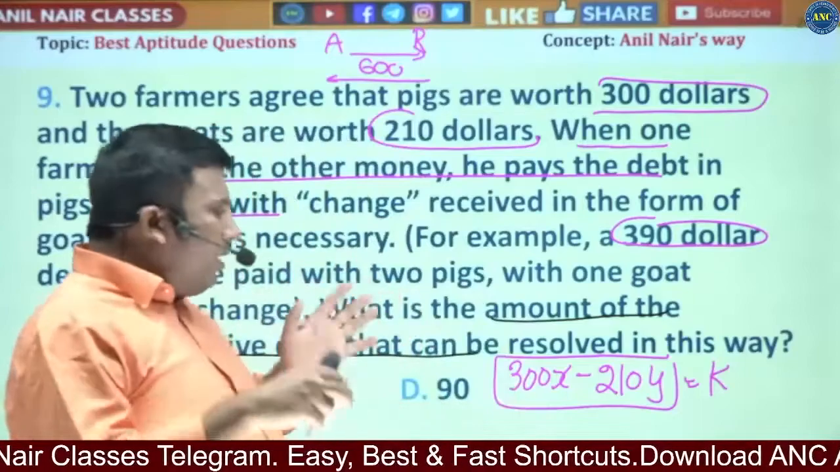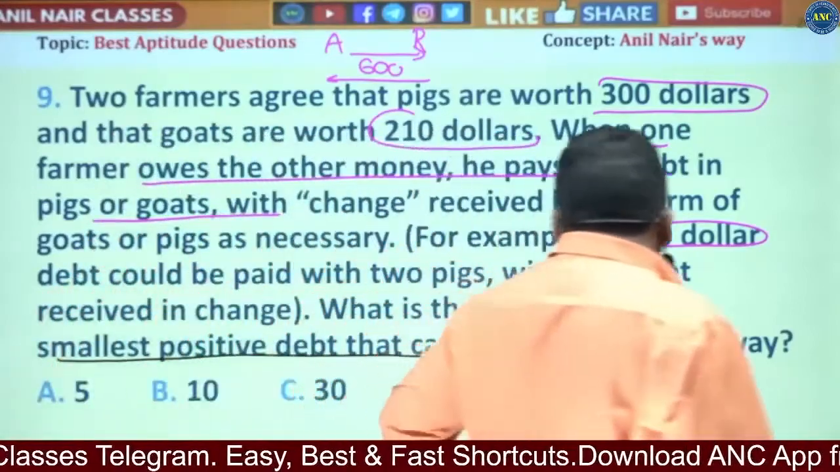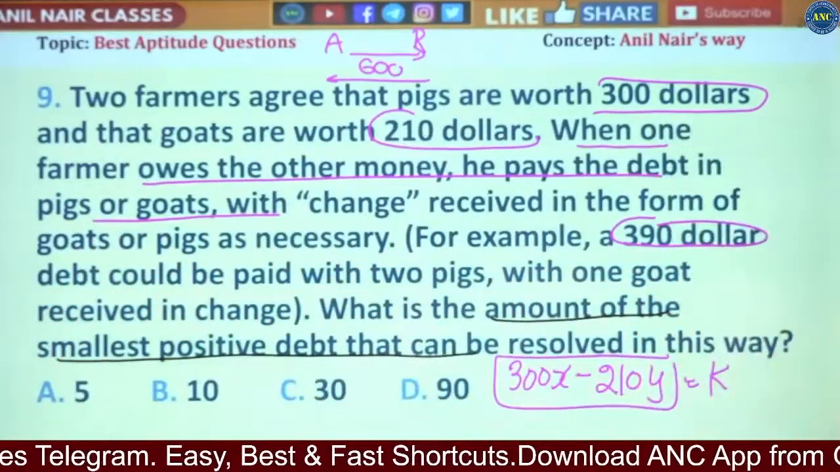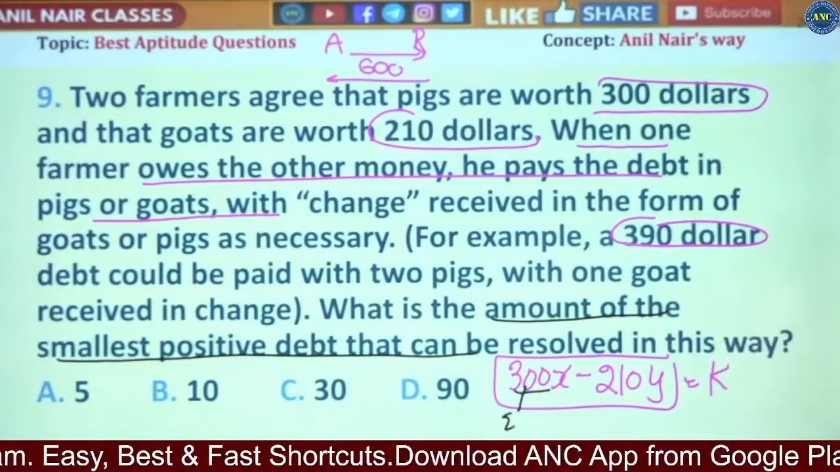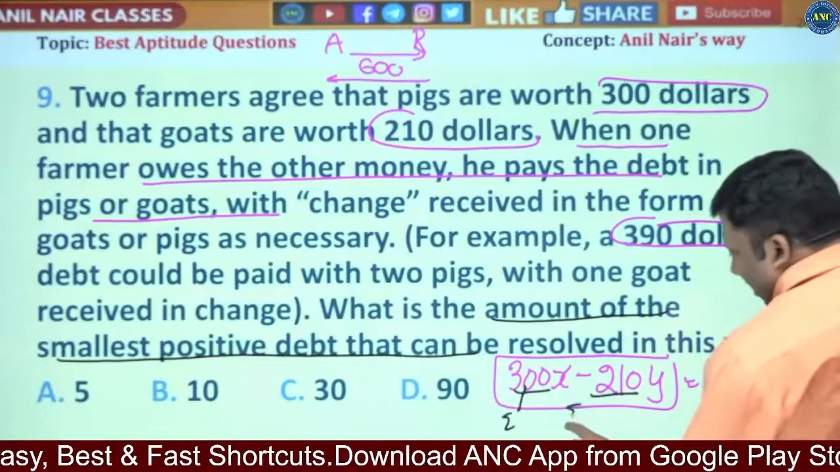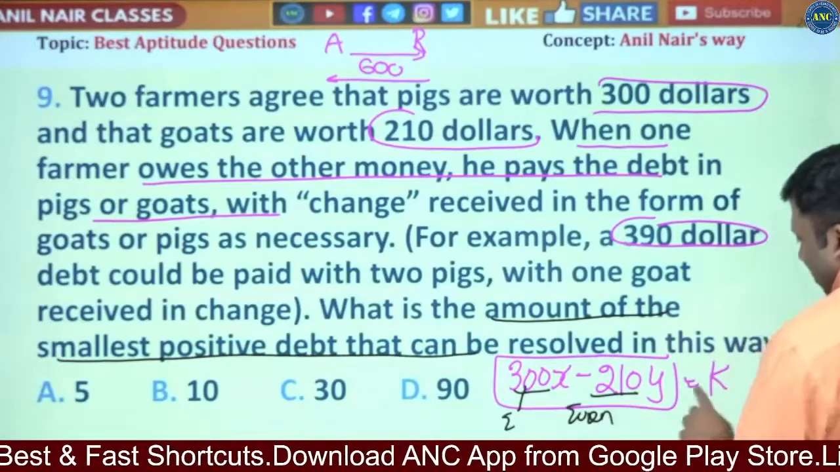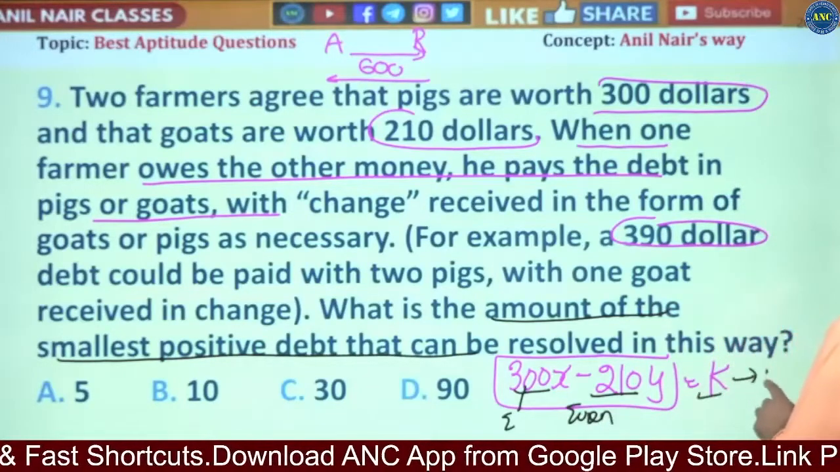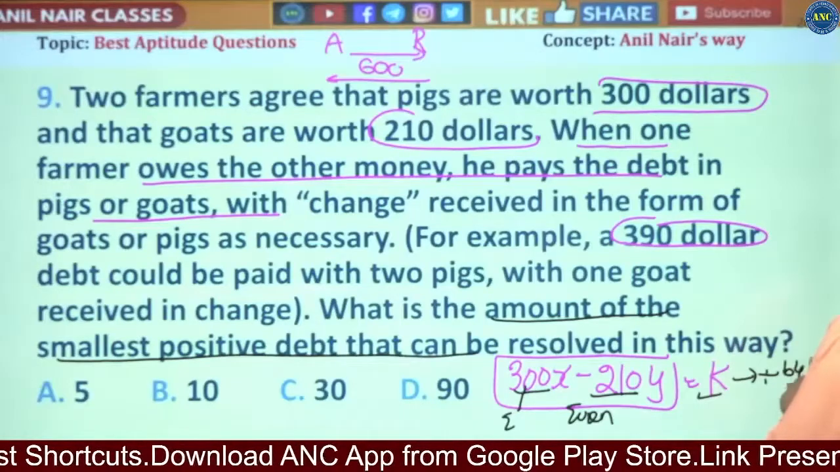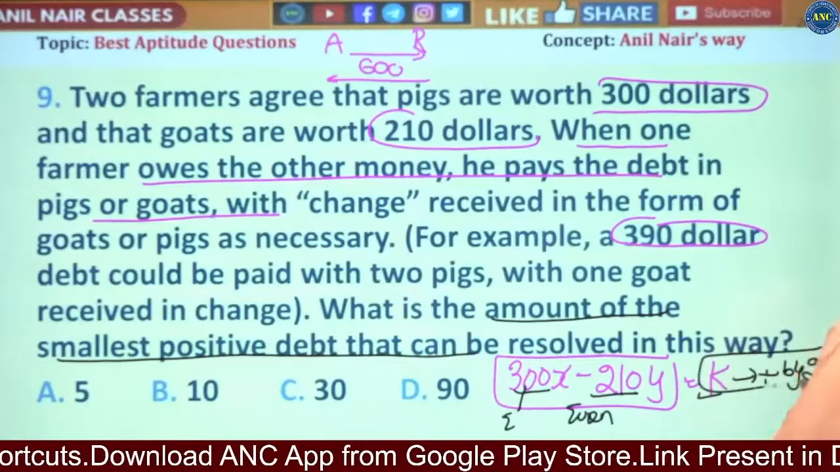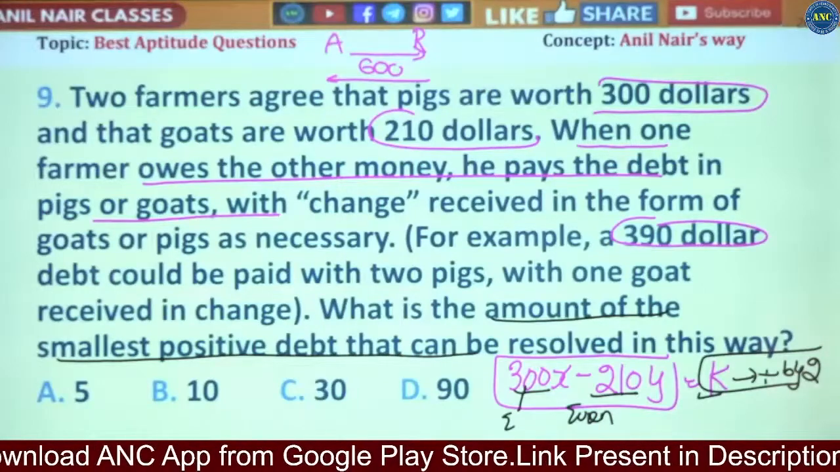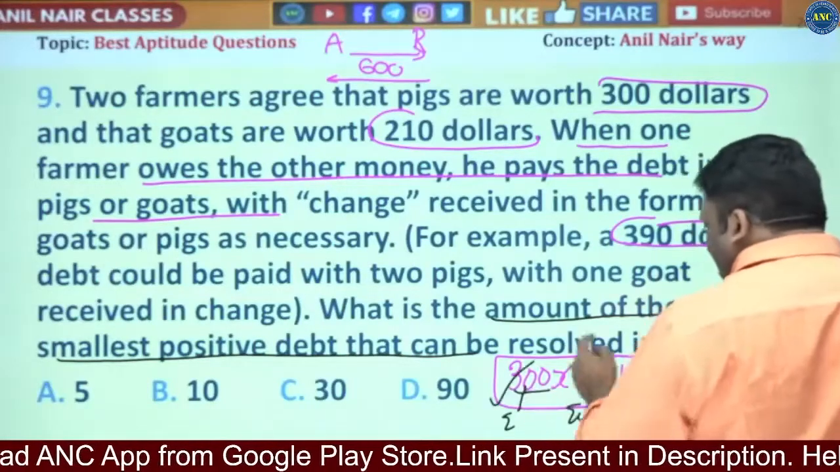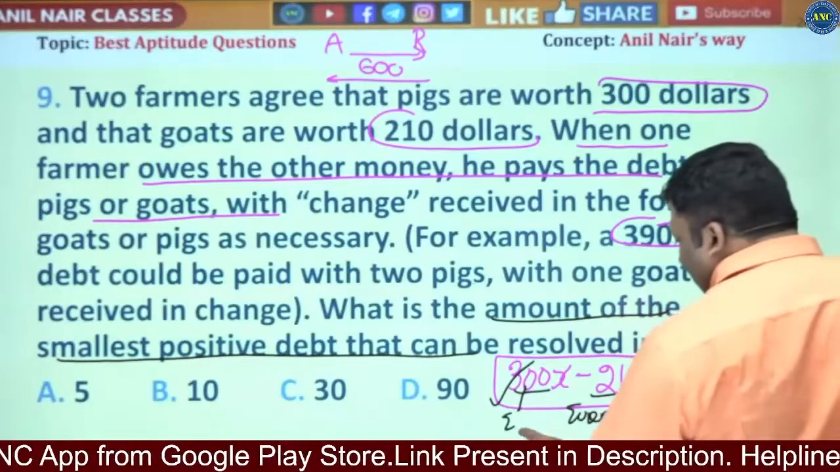What is the minimum possible difference? One by one we will go. 300 is an even number, 210 is an even number. Even minus even is even. The answer should be divisible by 2. Are you all with me? The answer should be divisible by 2. 300 is divisible by 3.